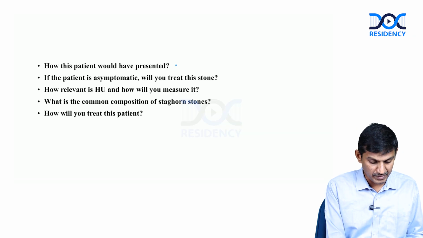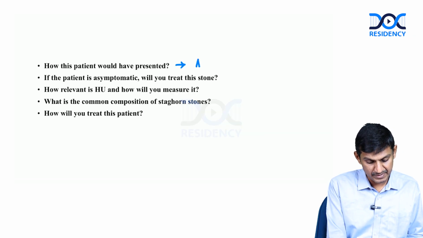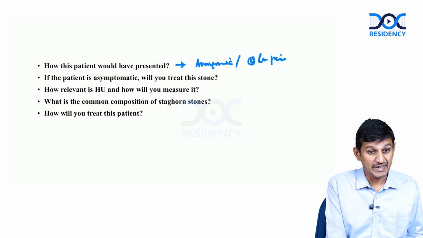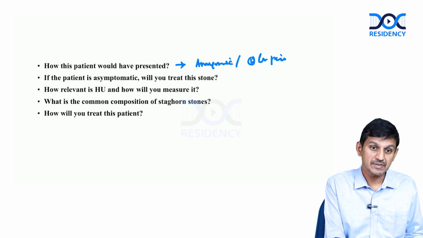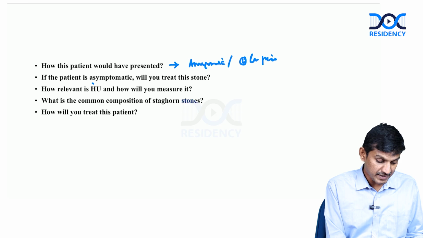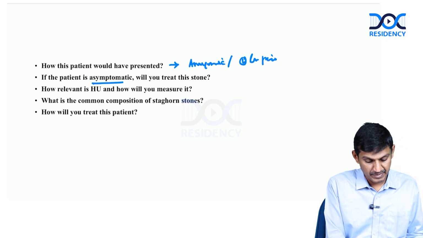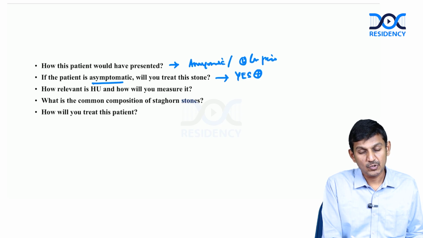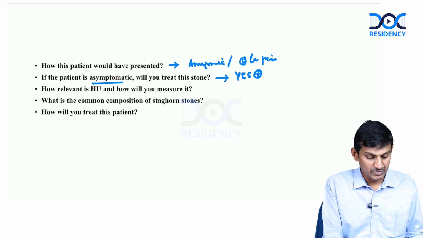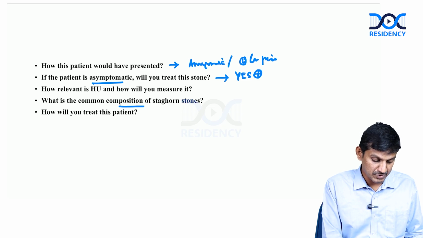So how would this patient have presented? They may be asymptomatic, or they may present with left loin pain, or sometimes with pyelonephritis and features of infection, or sometimes they may present with CKD also. Okay, so will you treat the stone even if the patient is asymptomatic? Definitely yes, because staghorn calculi are notorious for silently causing kidney failure, and you have to treat the stone for sure.